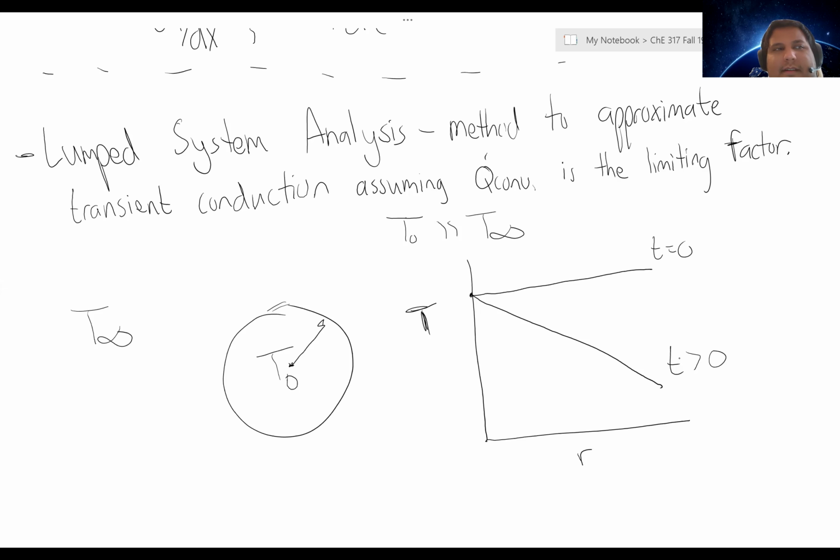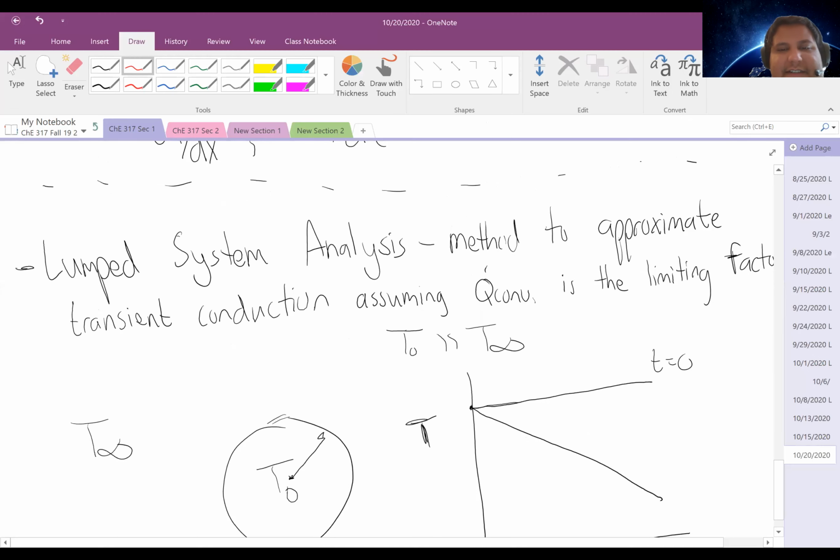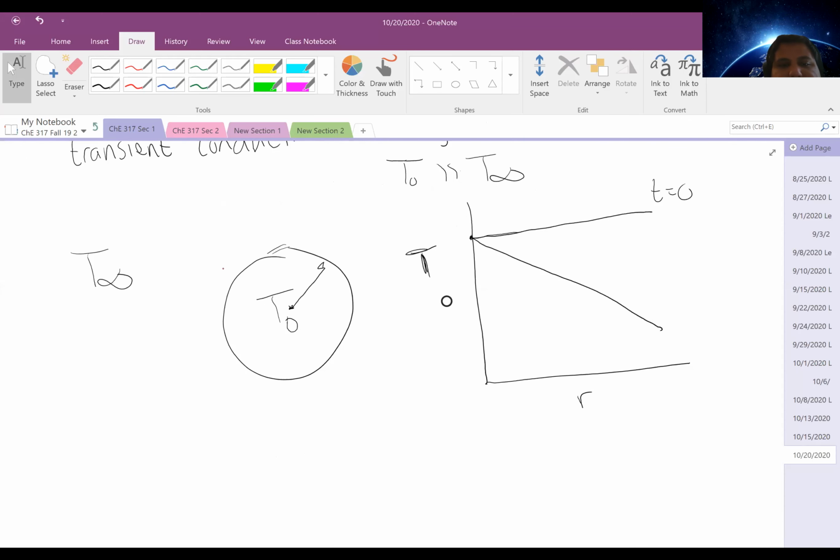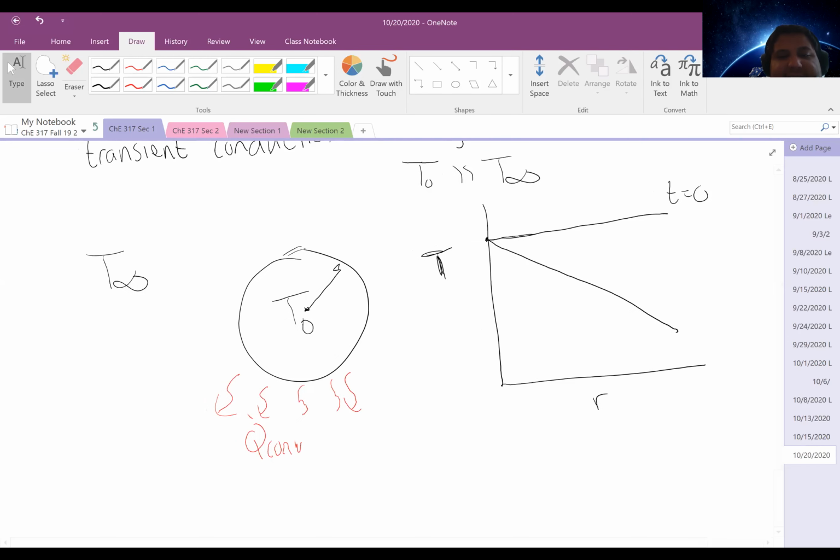Possibly. In general, these kinds of systems will taper, because if I'm looking at the system, I have two forms of heat transfer. I have convection off the surface, and then I have conduction heat transfer that can exist in the radial direction from the inside of this aluminum ball to the outside.